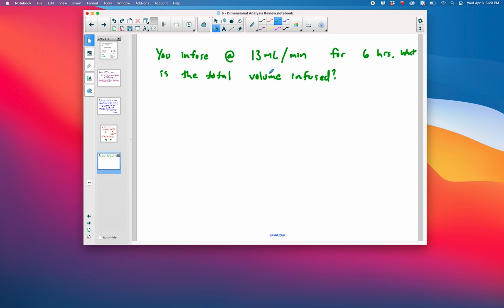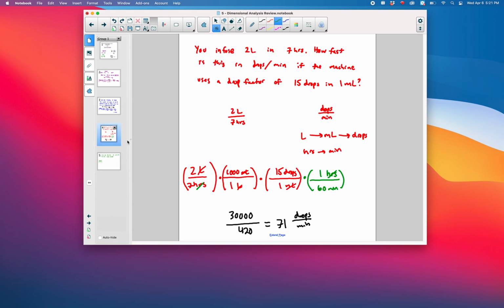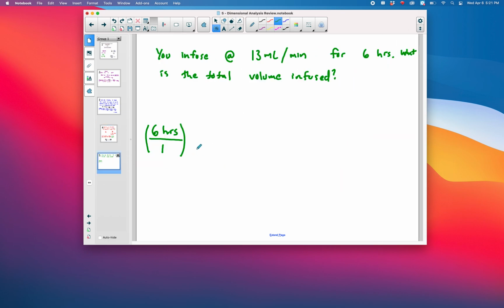So what determines the total volume that's infused? If we're infusing at 13 milliliters per minute, the thing that determines how much I give them is how long we set them on the drip for, or how long we are administering it. So the given unit, what I start with, is 6 hours. If it's a fixed rate, that's what determines how much volume I'm going to give them. So I'm infusing for 6 hours. It's a single unit, so we just put a 1 in the bottom. We're not going to have another unit in the bottom like we did with the previous example.